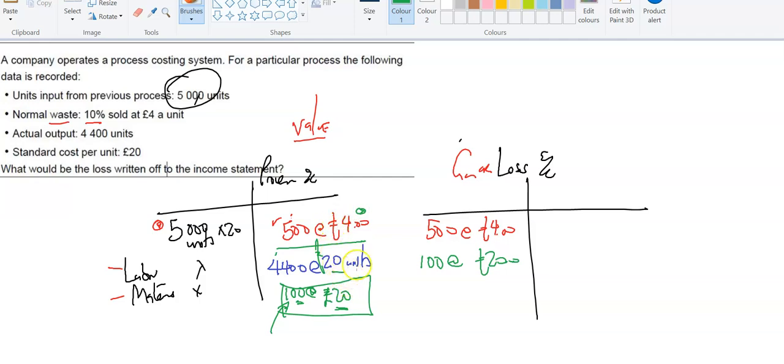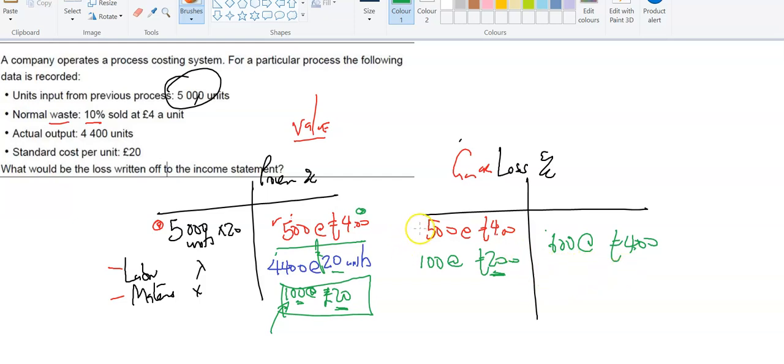Now, what are you selling them for? They might be broken, but that's your own incompetence. So really, you're going to end up selling all of these units, the 600 of them, at £4, because that's what happens with these broken units. If you could sell them for 20, they wouldn't be an abnormal loss. So we sell them for £4. That's the scrap value you're going to get for all of them.